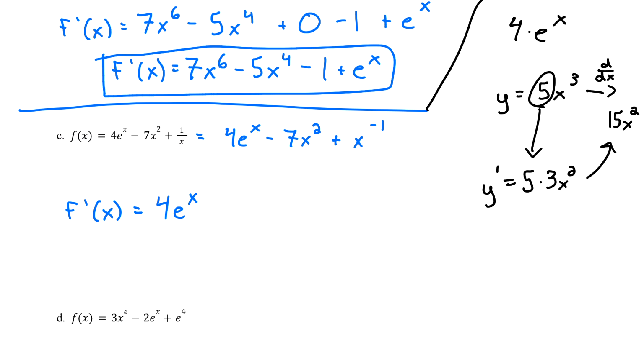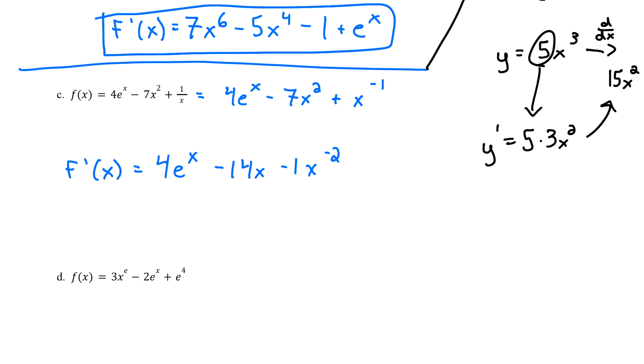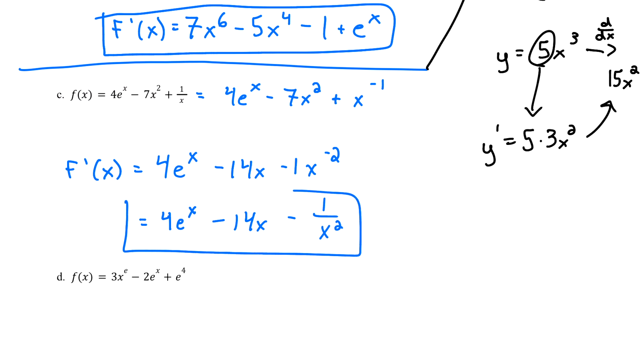The other two terms, like I said, we can use our power rule, just like we normally would. So here I have minus 14x to the first power. That last term, we'll have to be careful. We've got minus 1x to the negative 2 power if we use our power rule. I'm just going to rewrite that last term because I like positive exponents. So our derivative should look like 4 times e to the x power minus 14x minus 1 over x squared. And here's our derivative.